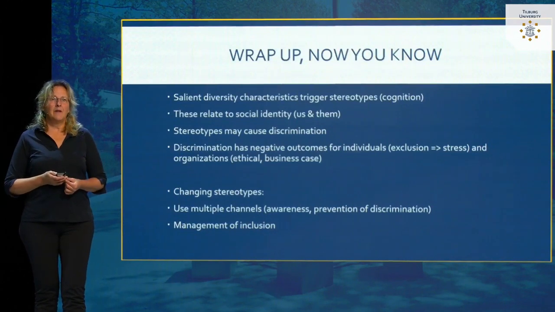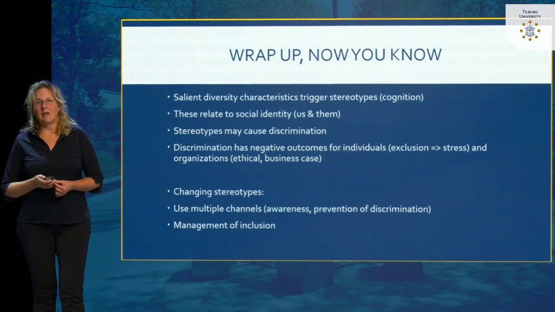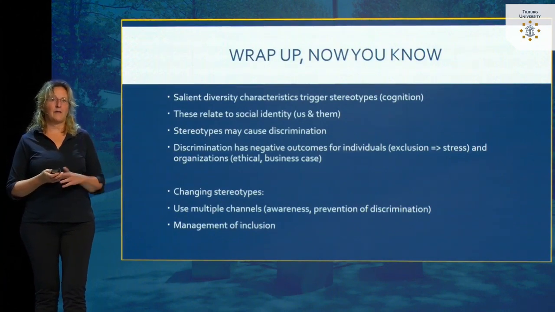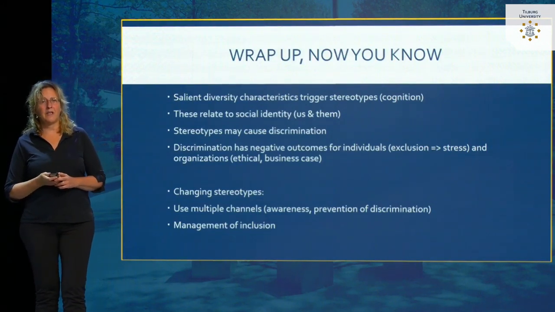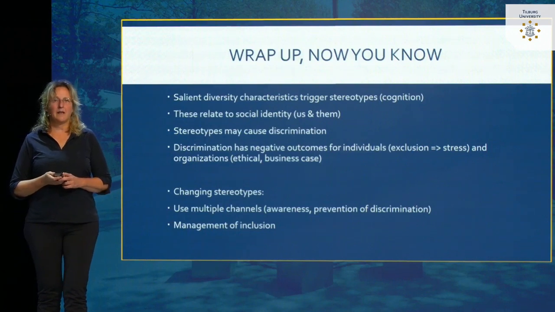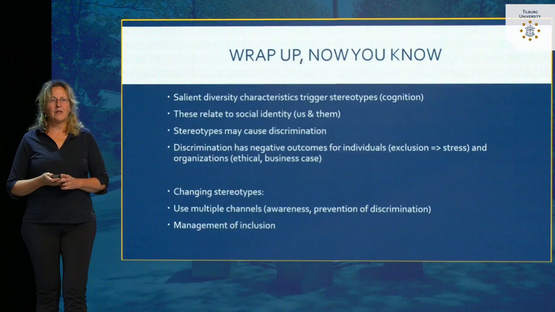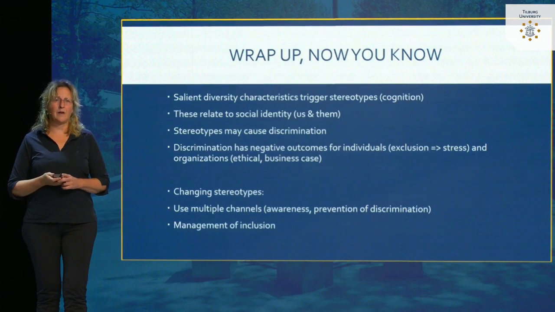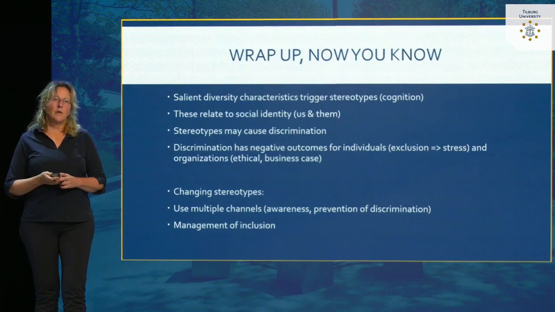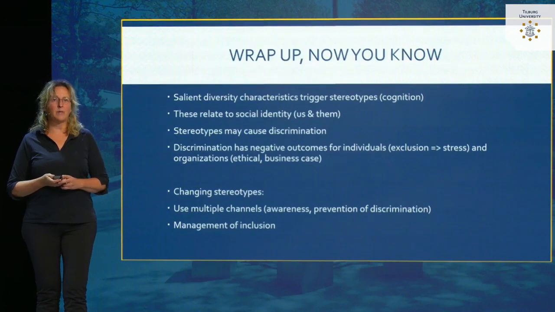So, wrap up. Now you know that salient diversity characteristics will trigger stereotypes. We can't do anything about that. These relate to our social identity, the us and them. Stereotyping may lead to discrimination. And discrimination, we know from research, has huge negative outcomes for individuals, but it also has negative outcomes for organizations, both from an ethical but also from a performance perspective. To change stereotypes, we need to use multiple communication channels to make people aware and to prevent discrimination. And we need to also celebrate diversity and manage inclusion. That's it.